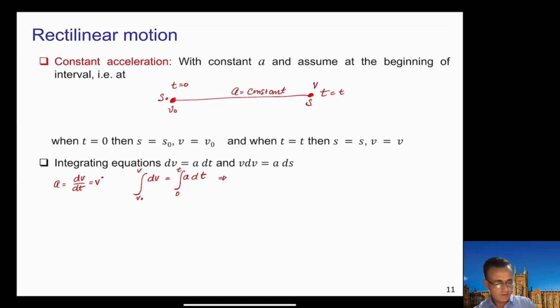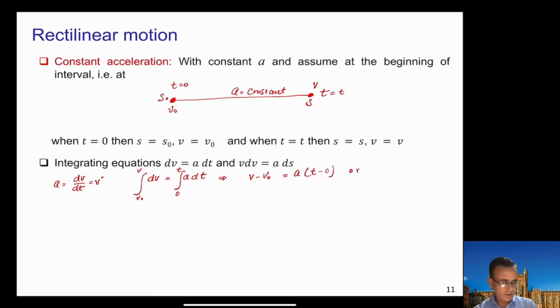So you can simplify this equation. On the left hand side you will get v minus v naught. If you integrate this, you will get v, and if you put the limits of integration, it will be v minus v naught. On this hand side, because we are taking a as constant, you can take it out of the integration, so it will be just 1, and then the integration of 1 with respect to time is t. If you put the limits of integration, it will become a t minus 0.